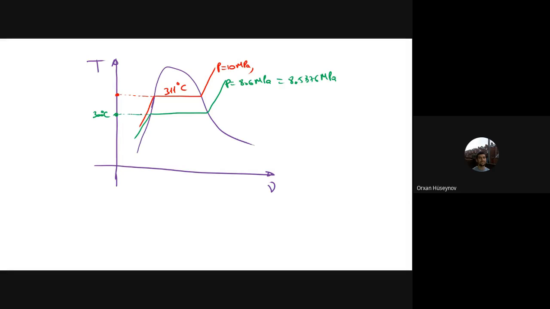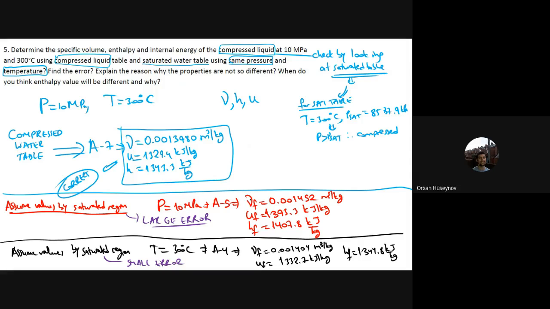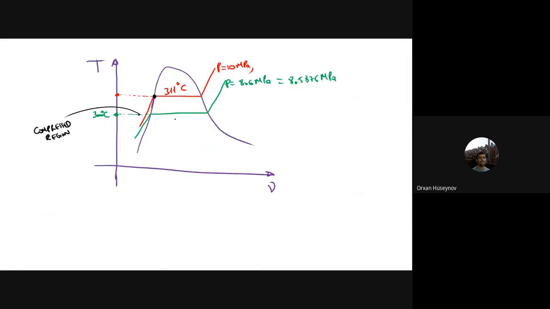The temperature is this one, and at some point here, I'm looking for the values of nu, h, u, etc. So this part is the compressed region. In one case, I have taken the values here. So it was the first case. I have taken the values nu f, u f, and h f for the 10 megapascal values. So this is the first case.